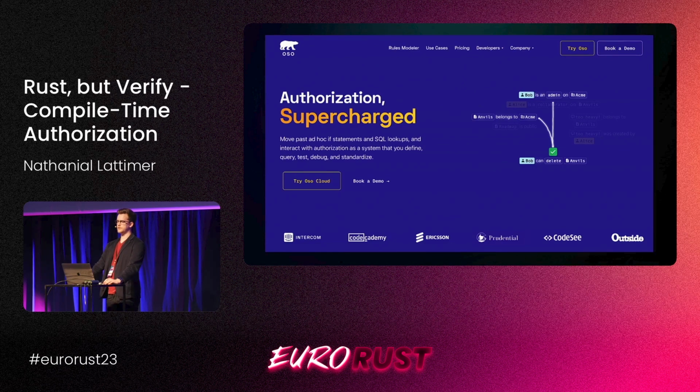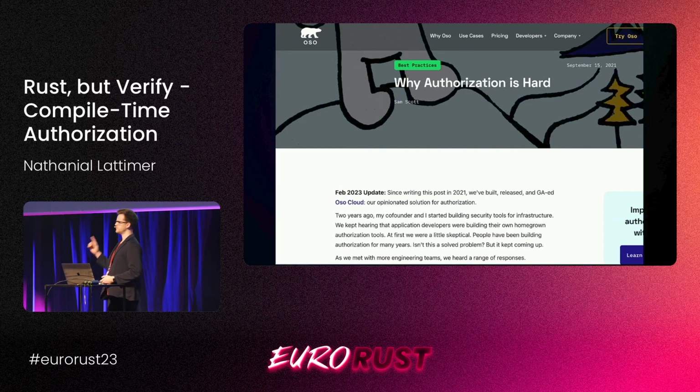Another solution which feels very appropriate to share, given that this is a Rust conference, is OSO. OSO is an authorization as a service platform that aims to help developers move away from the ad hoc control flow logic that we talked about earlier. It allows developers to create definitions for actors, resources, and the policies that constitute your access control. Also, OSO put up this really great blog post titled "Why Authorization is Hard," and it covers some of the challenges that we're talking about here today, but plenty more. So go give it a read if you have a chance.